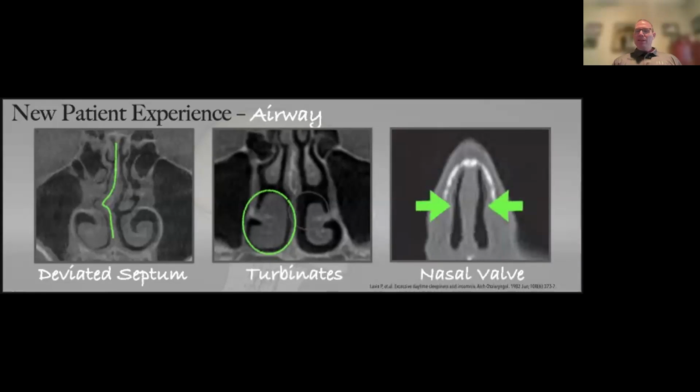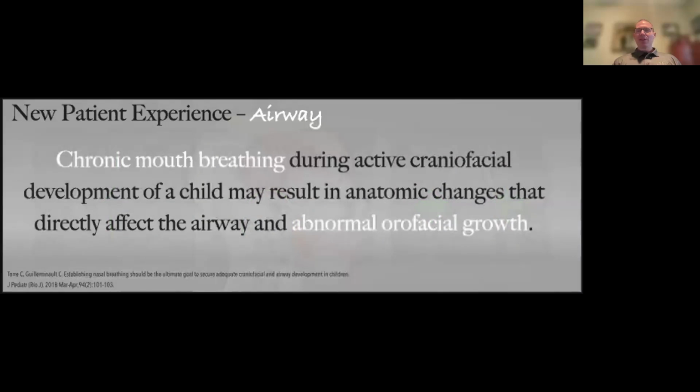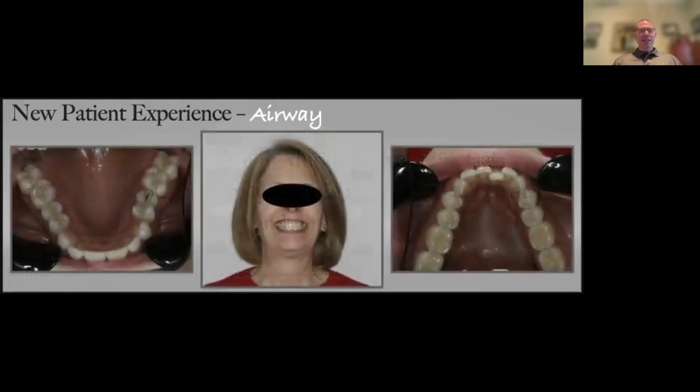But what we need to understand is that chronic mouth breathing during active craniofacial development can lead to anatomical changes that will affect not only the airway, but also abnormal orofacial growth. So when we look at patients like Debbie, when Debbie came into the office, she said she hates how narrow her smile is, and she wanted to fix that. She said, "Can you do veneers?" Well, if the teeth are in the wrong spot, there's no way veneers are going to give her the outcome that she's looking for.